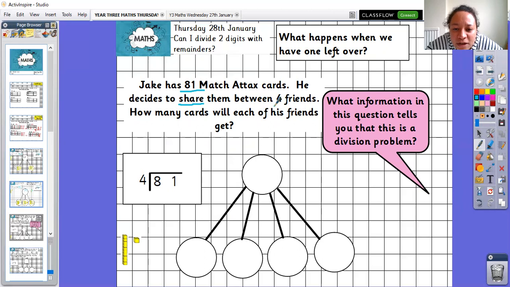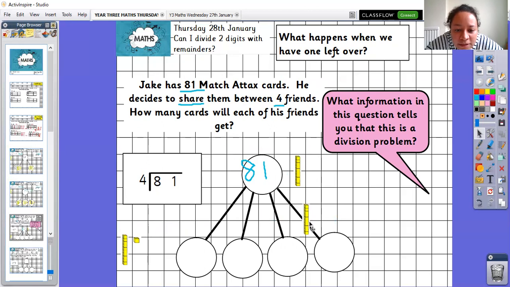And then I'm sharing them between 4 friends. So what I can work out here is that I've got 81 of something, and I want to share it between 4. So that is the same as saying 81 divided by 4. Okay, so let's give it a go. So I'm going to put my 81 up here. Oh, that's a wild 81 up there. And then I'm going to build the number. I've already got my bus stop method already sorted out over here. So let's work it out.